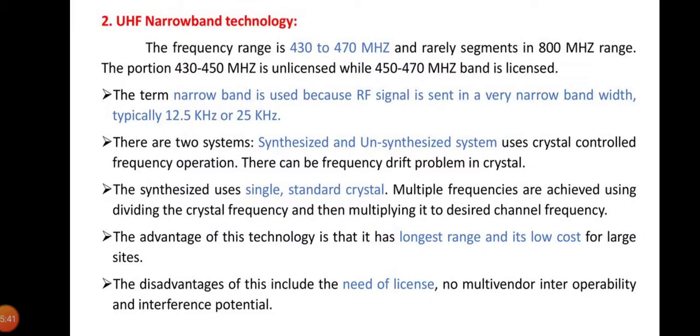And the next category is UHF narrowband technology. The UHF wireless data communication systems have been available since the 1980s. And these systems normally transmit in the range of 430 to 470 megahertz frequency, with rare systems using the segments of the 800 megahertz frequency range.